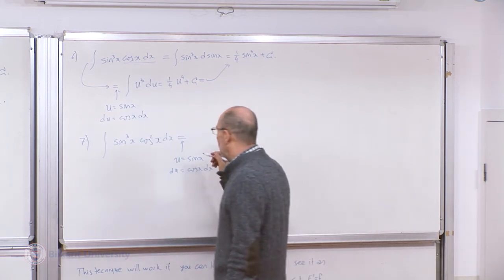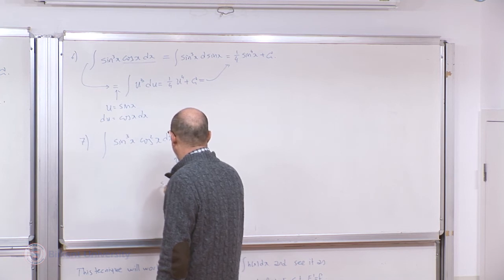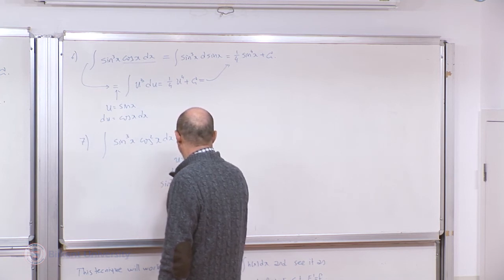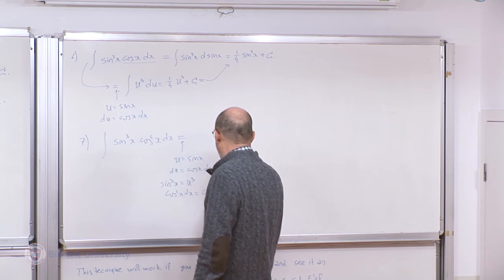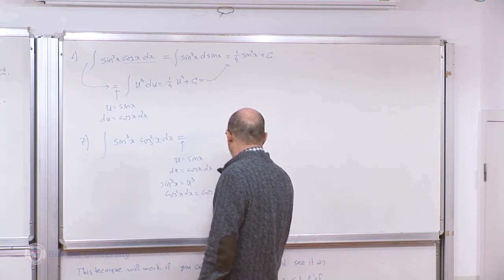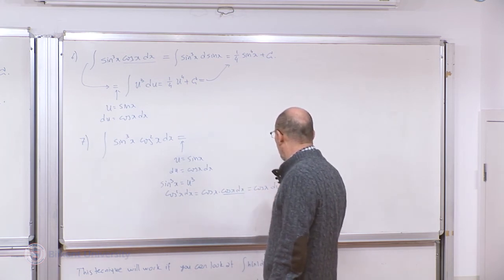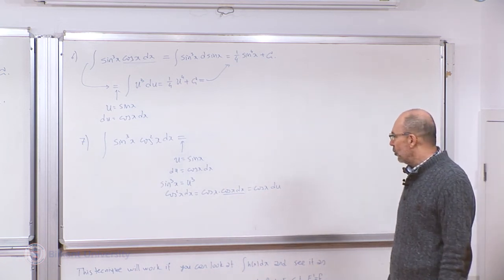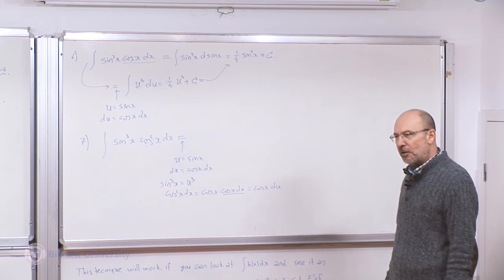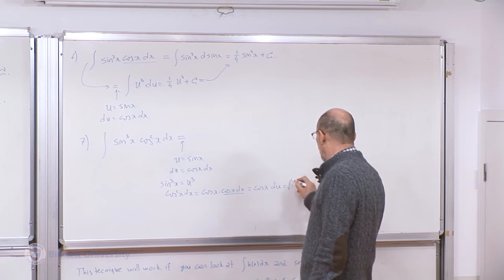Okay, so let's try. So this thing, sine cube x is going to be u cube, and cosine square x dx is going to be cosine x times cosine x dx. And this part is du. I have cosine x du. But I also want to write this in terms of u. So cosine x is square root of 1 minus sine square, u. Square root of 1 minus u square.